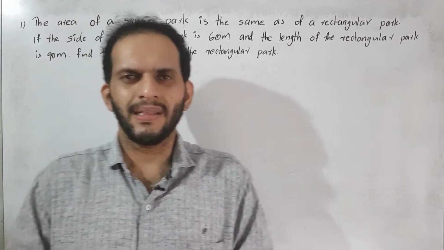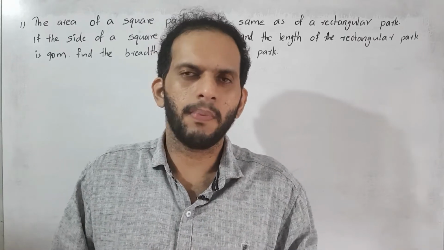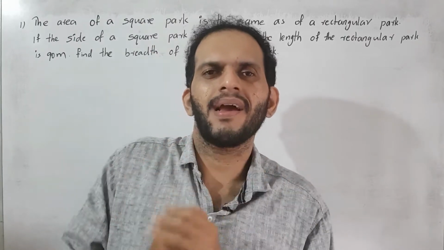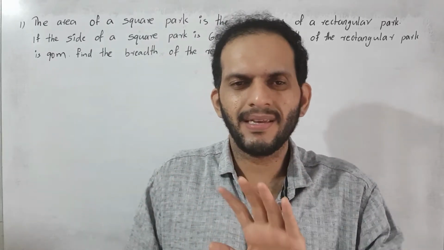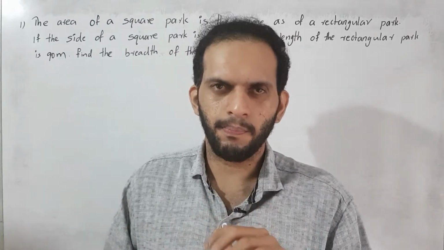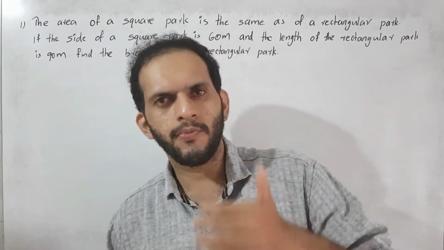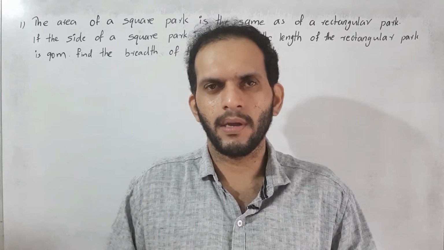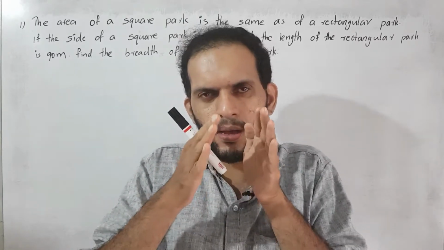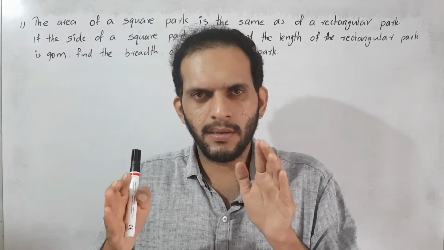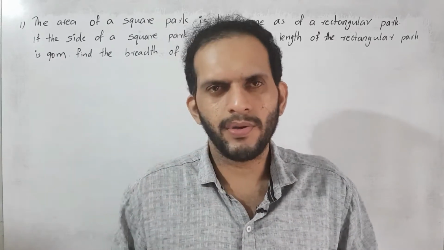Here it is given that the area of a rectangular park is equal to the area of a square park. That means area of rectangle is equal to area of square. That is the idea. Then what else is given? The side measurement of a square park and the length of the rectangular park. And the question asks us to find the breadth of the rectangular park. Correct. So, how do we start? For finding the breadth of the rectangular park, the idea is area of rectangle is equal to area of square. So we started like this.